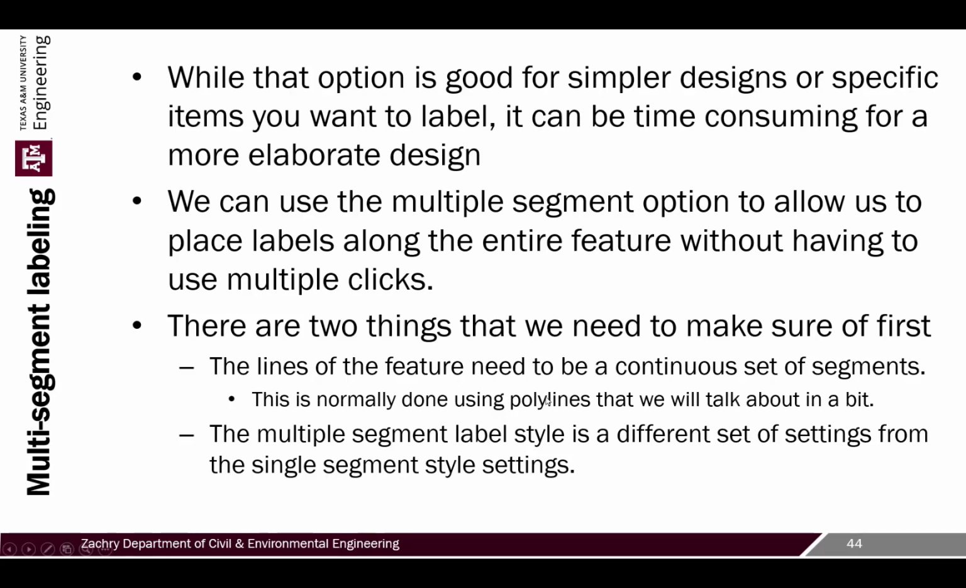So I said that it's a great option when you're trying to do a one-off or a simpler design and you don't have a lot of curves and lines and everything like this. It's real easy to label using a single label, but sometimes it gets a little bit tough when you have a very complex design or you have a lot going on. Well, one of the other options that we can use is the multiple segment option, which will allow us to place labels along the entire feature without having to use multiple clicks. So you just click the line or segment of lines and they're all going to come in.